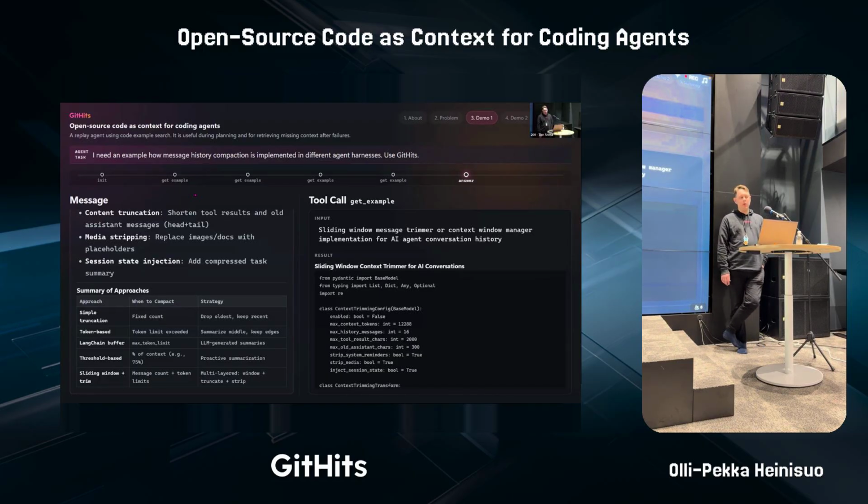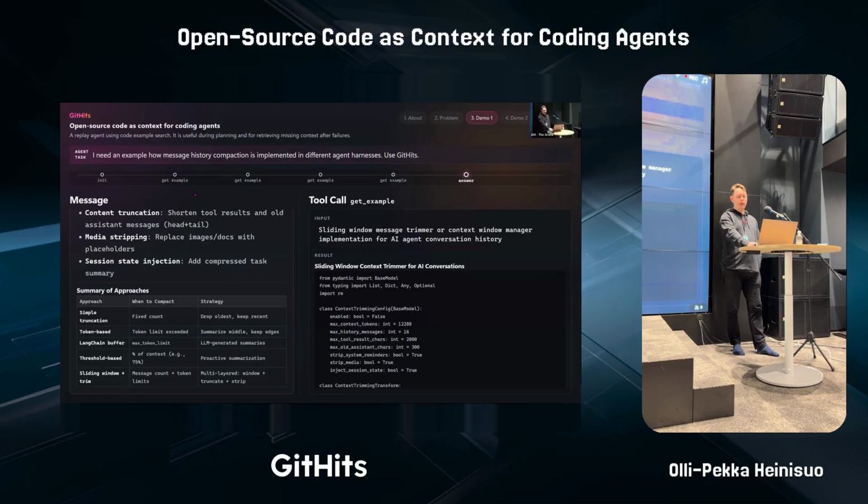This is extremely useful during the planning phase. This saves a lot of tokens because all the reasoning and searching is outsourced to GitHits, and the agent gets all the context in a really compact format. One example of how to do it in real code.